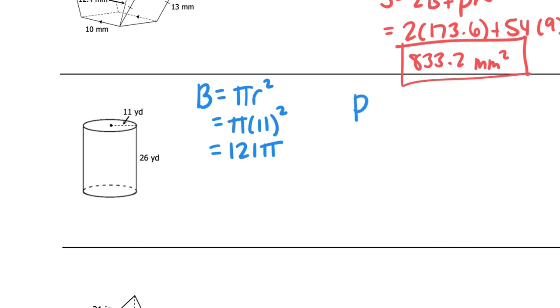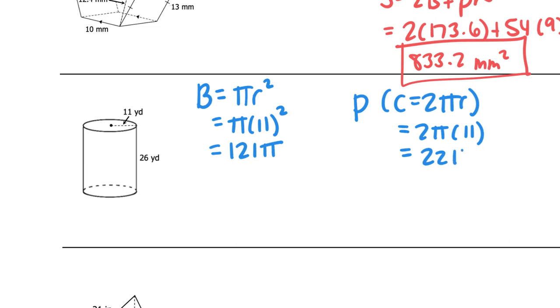The perimeter of the base is actually the circumference formula because it's a circle. So you have to use 2 pi r as the circumference formula. So it's going to be 2 pi times the radius, which is 11. So I'm just going to leave it in exact form again. So 2 times 11 is 22 pi. So this is my big B. This is my perimeter of the base. This is my height of the cylinder.